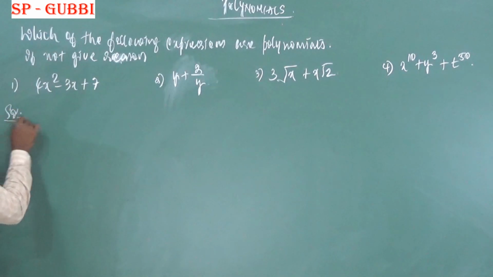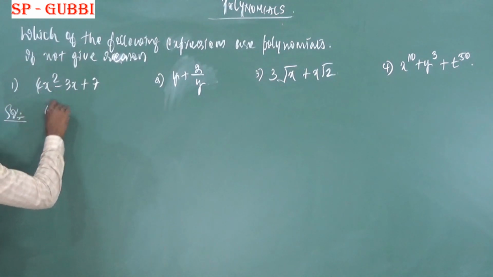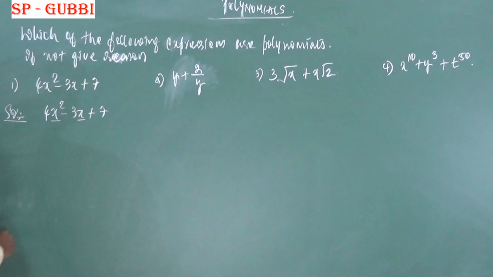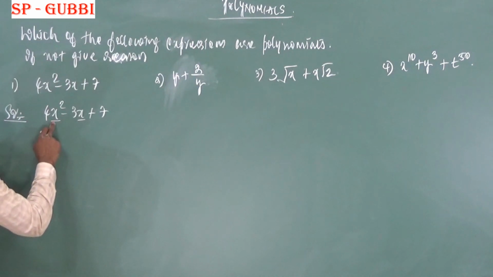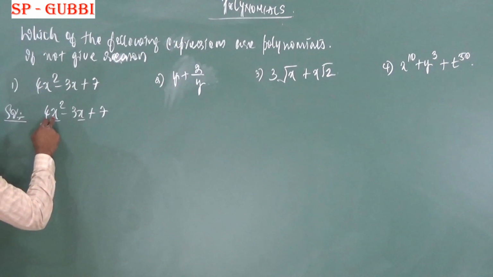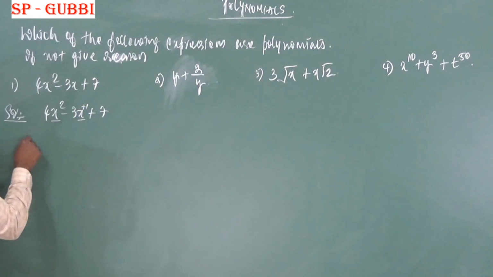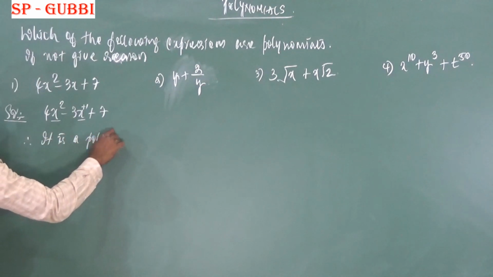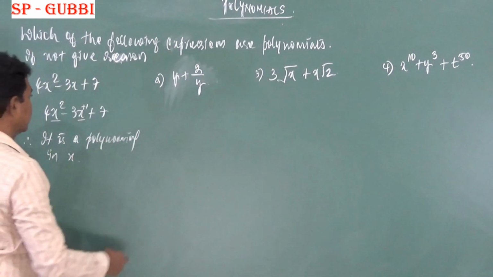4x square minus 3x plus 7 is there. Here we can observe that in this 4x square minus 3x plus 7, we have the same variable everywhere. We don't have x here and y here. That's the meaning of my words. Here we have x, the exponent of x is plus 2 here. The exponent of x is plus 1 here. Therefore it is a polynomial. So it's a polynomial in x. Okay.